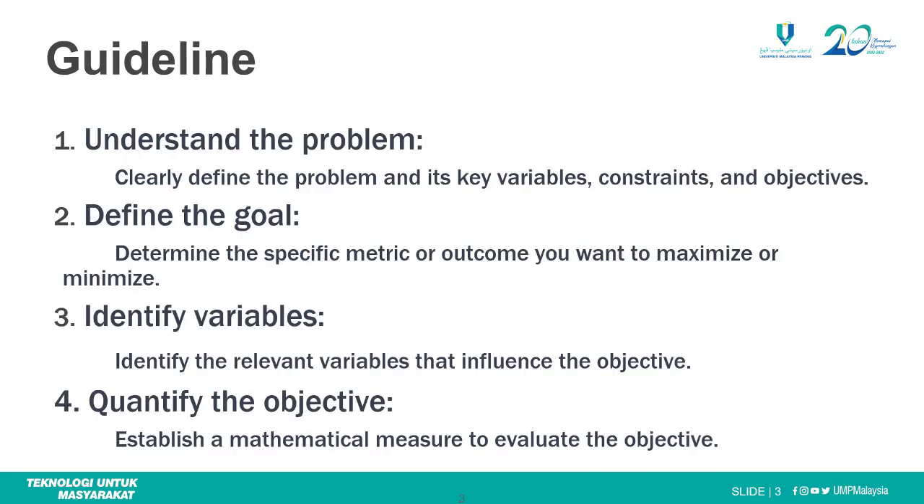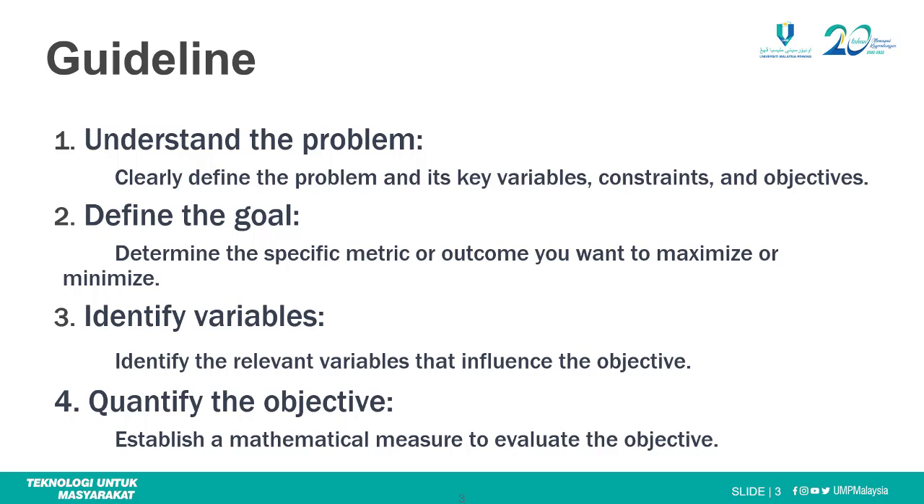Again for the guideline, first of all, we try to understand the problem. Clearly define the problem and its key variables, constraints, and objective. Then define the goal: determine the specific metric or outcome that we want to maximize or minimize. So we must understand our goal in the optimization, if we want to minimize or maximize something.